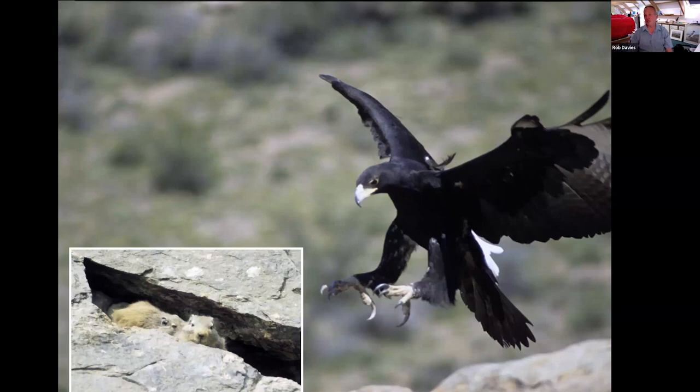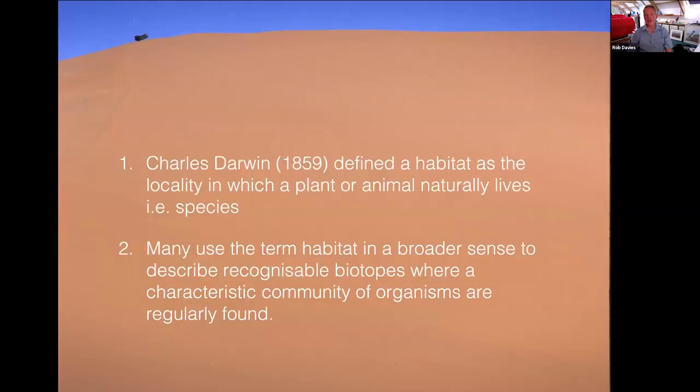But in many other parts of the world, it's the vegetation. And birds of prey vary in the vegetation types that they inhabit. We're going to be talking about habitat. So Charles Darwin describes that habitat as the locality in which a plant or animal naturally lives, i.e. a species. But many people use the term habitat in a broader sense, as a biotope or a large vegetation type that occurs across the whole of a continent.